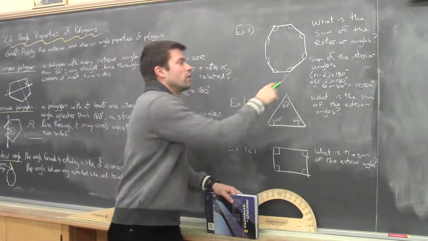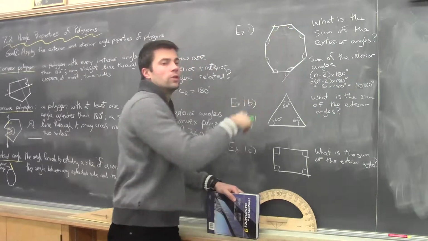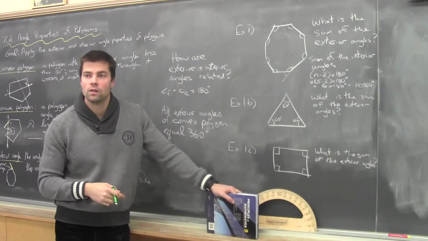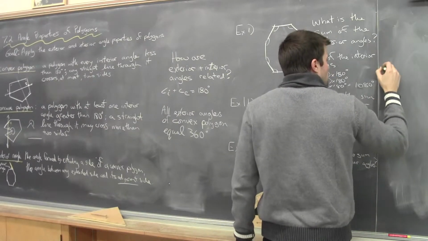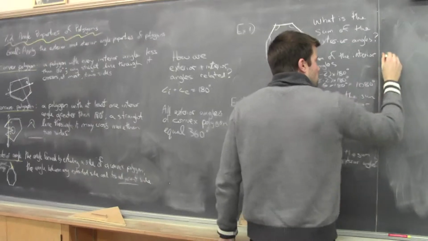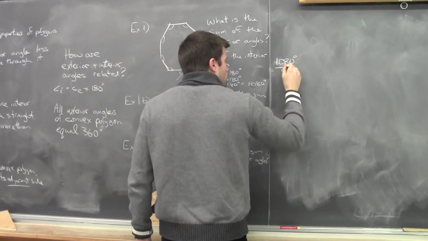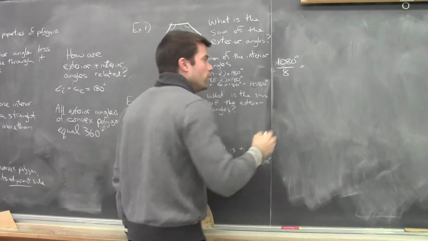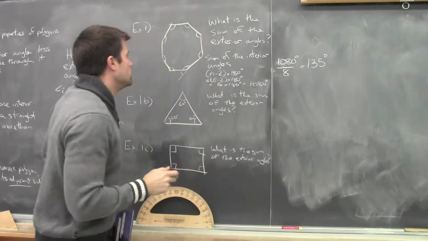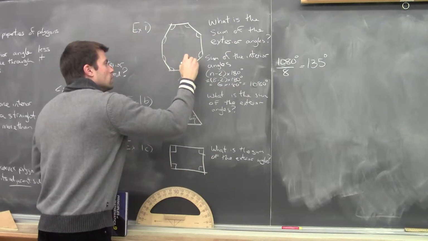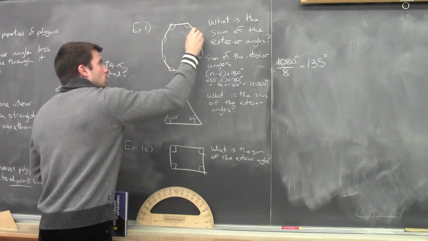So if we know all of them sum up to 1080, how can we find out what each one individually is? I'll divide 1080 by 8. Good, excellent. So 1080 divided by 8 is what? 135. So we know that each angle inside a regular octagon is 135 degrees. Okay?